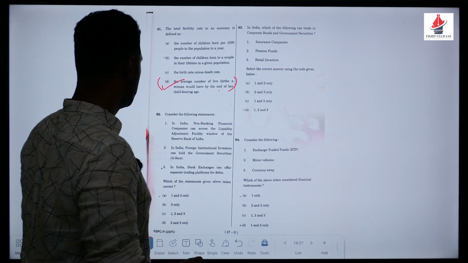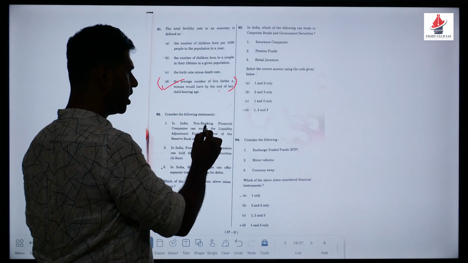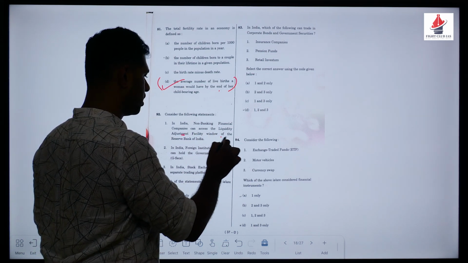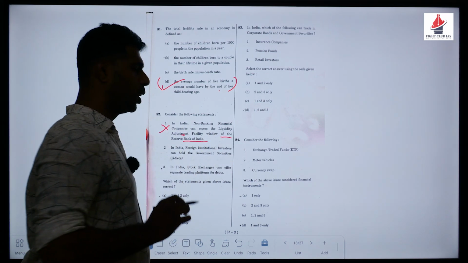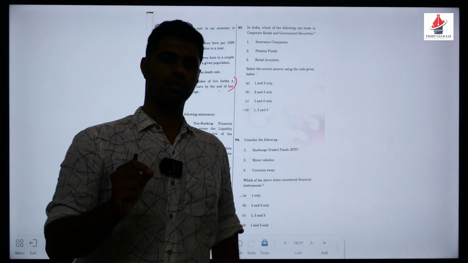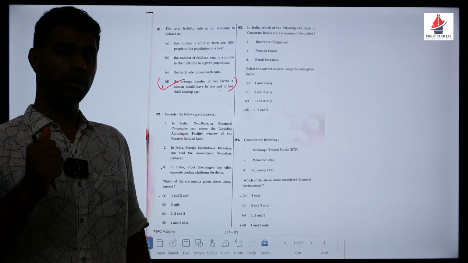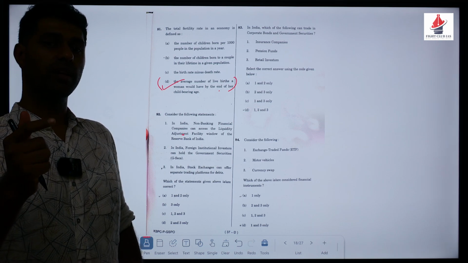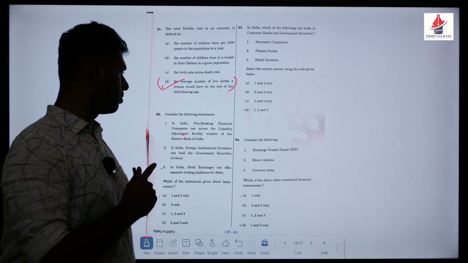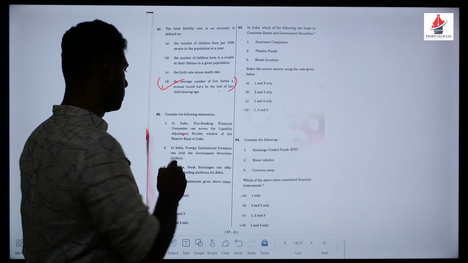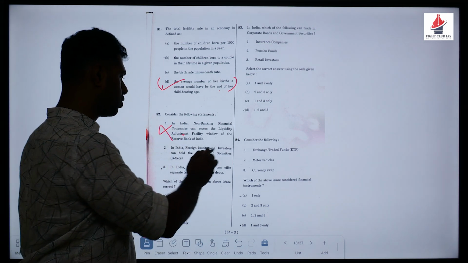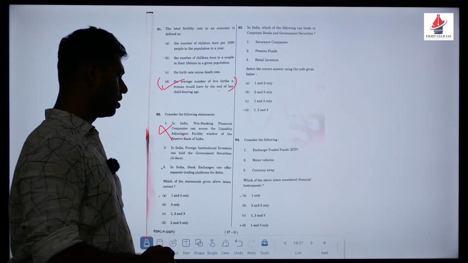Right. Moving on to the 82nd one. In India, non-banking finance companies can access the liquidity adjustment facility window of the Reserve Bank of India. No. Liquidity adjustment facility window of the Reserve Bank of India is only available to the scheduled commercial banks recognized by RBI as well as the primary dealers. It is not accessible to the NBFCs. This is wrong. Right?